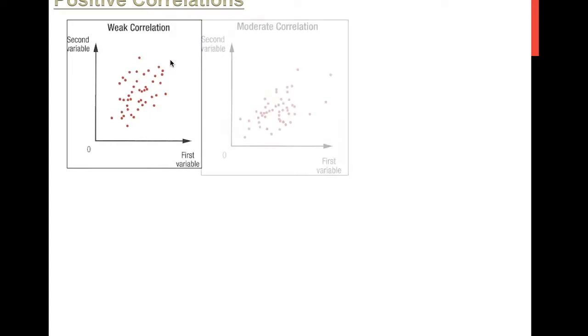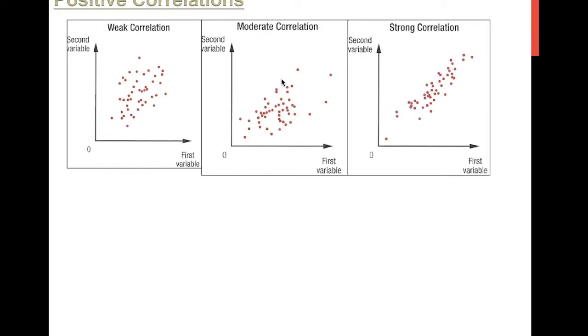The positive correlations are basically the same thing, except instead of starting from the top and going to the bottom, they start from the bottom and they go to the top. So this is a weak correlation because the points are pretty much scattered everywhere, but it's positive because it starts from the bottom and makes its way to the top. This is a more moderate correlation because, as you see, compared to these two, the points are closer together and they're forming some kind of cohesiveness. So this is a moderate positive correlation.